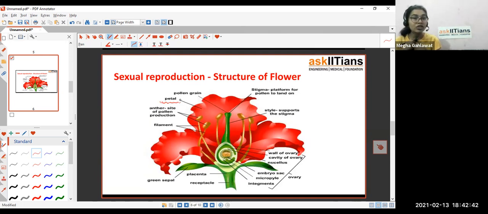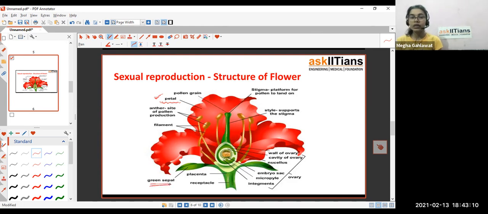What is pollination? Pollination is the process which allows the transfer of pollen grain from one flower to another flower and helps in the formation of the seed, hence the sexual reproduction. Now see petals. What are petals? Petals are the colored, fluorescent and fragrant parts of the flower. Next thing which is important is the sepal.